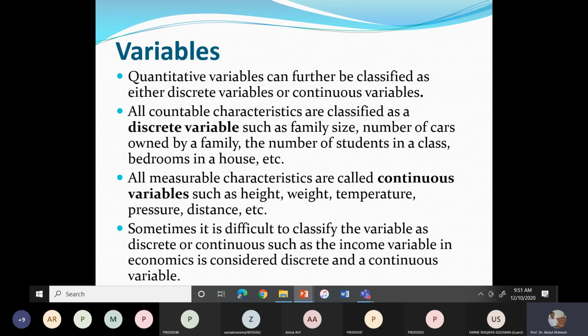So these variables are continuous variables, and sometimes it is difficult to classify the variable as discrete or continuous. Like in economics, income variable is considered as discrete and also continuous. So we measure income by money, okay, monetary units, and then also we can count.